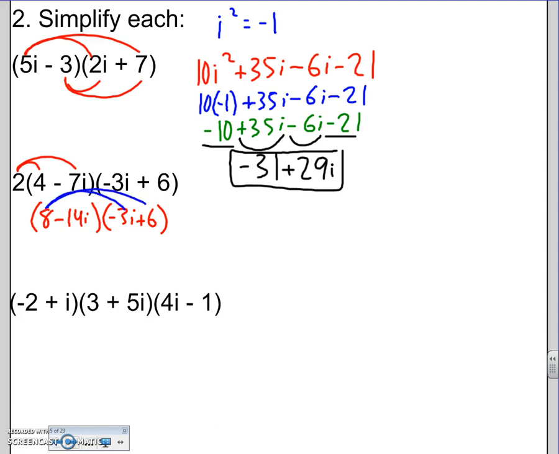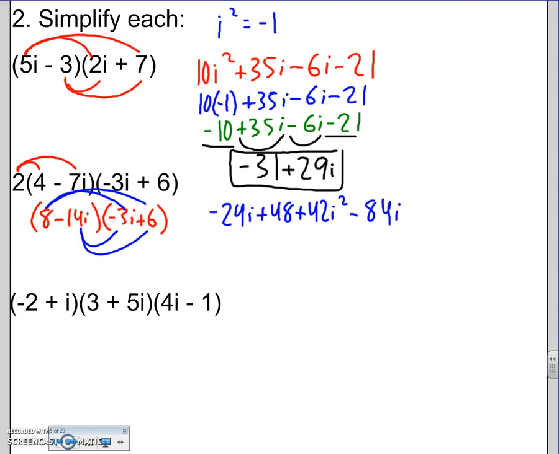I multiply those 2, I get negative 24i. Then I get positive 48. Then these 2. 14, 28, 42. So positive 42i squared. And what's that? 28, 42. I'm going to double that, so 84. Negative 84.